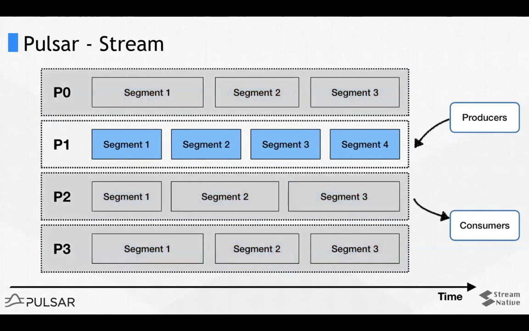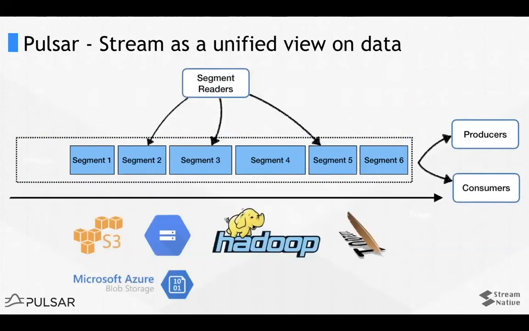So if you take the whole concept, the core value of Pulsar is infinite streams, infinite segmented streams. So you have infinite append-only streams, but it's segmented, and you are able to access individual segments as well. So that's what we see: Pulsar is able to provide a unified view for your data.